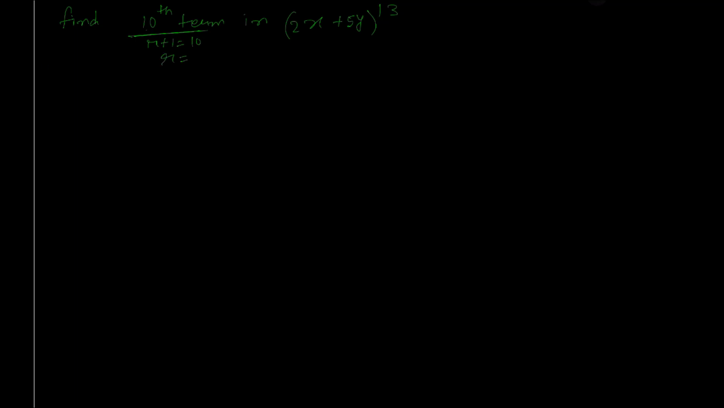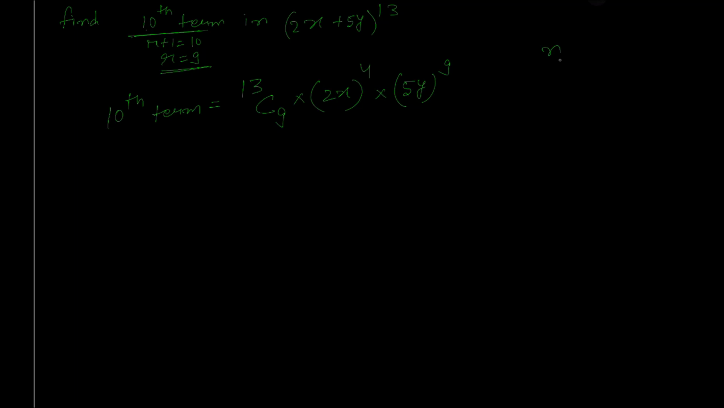So r is equal to 9. So how do we put in the general expression? We have already done that. The 10th term will be straight away equal to 13C9 into (2x) to the power 13 minus 9, that is 4, (5y) to the power 9.